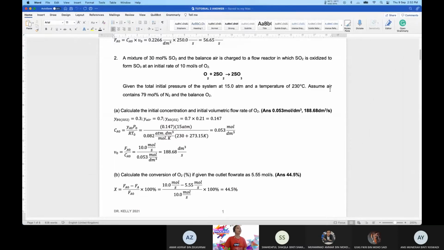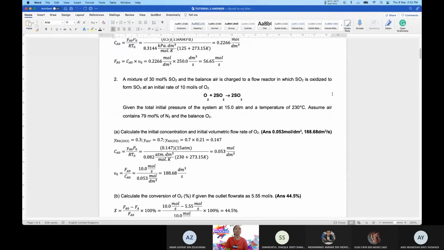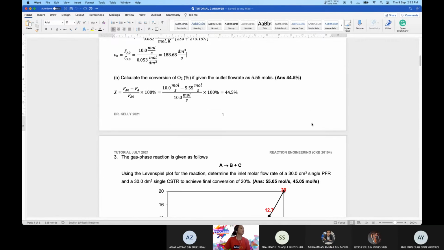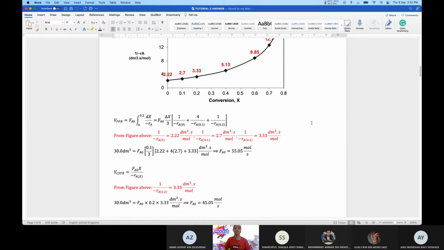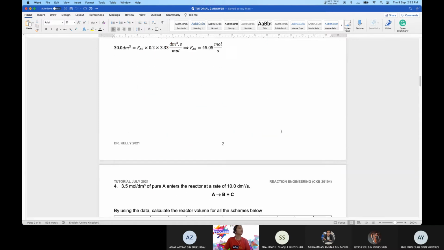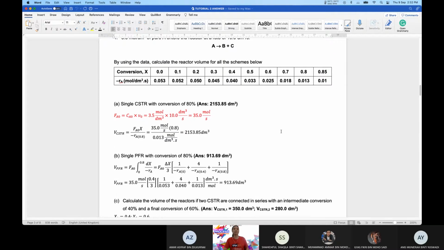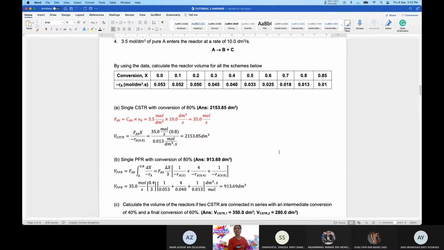All right, so last week we have already covered question number 1, question number 2, and number 3 as well. We stopped at question number 4 halfway, because we only covered single reactors. So this week we will start tackling problems where we are designing reactors in series.